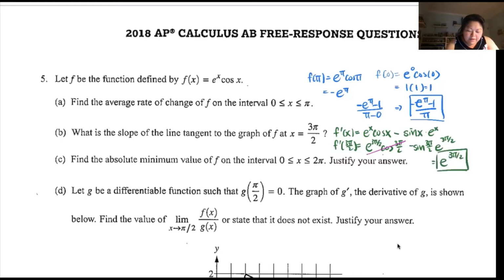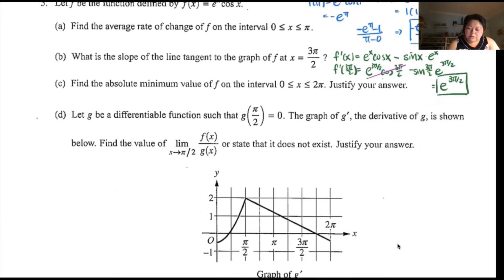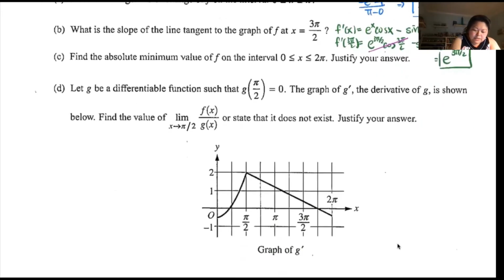Okay, next, part C. Find the absolute minimum value of f on the interval between 0 to 2 pi. Justify your answer. So remember, you need to find the first derivative, which we already did in part B, set equal to 0 to find your extrema. But since this is a closed interval, you must check against the endpoints, all right? So we're going to go for part C here.